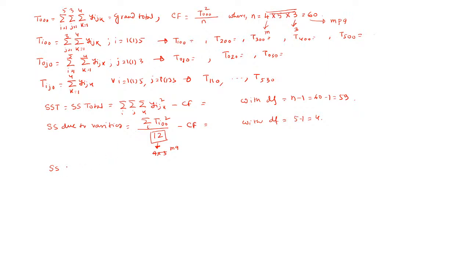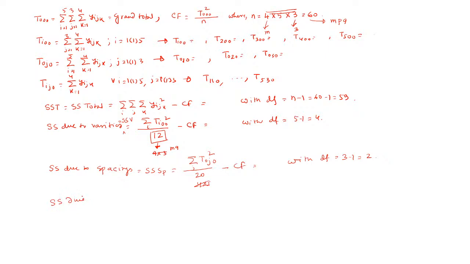Next is SS due to spacing, which I denote by SSS, which is equal to the sum over j of T0j0 whole square, where j is from 1 to 3, divided by mp. mp means 4 into 5, that is 20, minus the correction factor, with degrees of freedom 3 minus 1, this is 2.